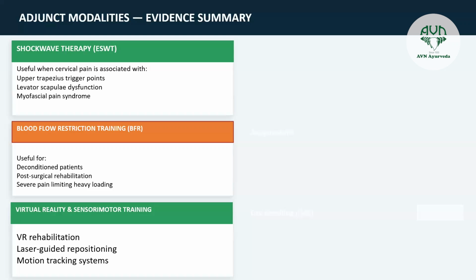And virtual reality and sensory motor training for a longer run for a chronic patient. If the proprioception and balance are affected, we can go for virtual reality and sensory motor training, which includes certain games and parameters to engage the patient. So they will be actively participating in that, and they can have fun, and at the same time rehabilitation will be happening on the go.